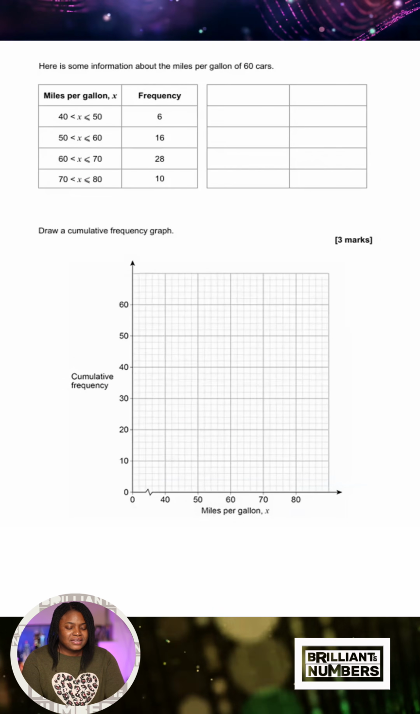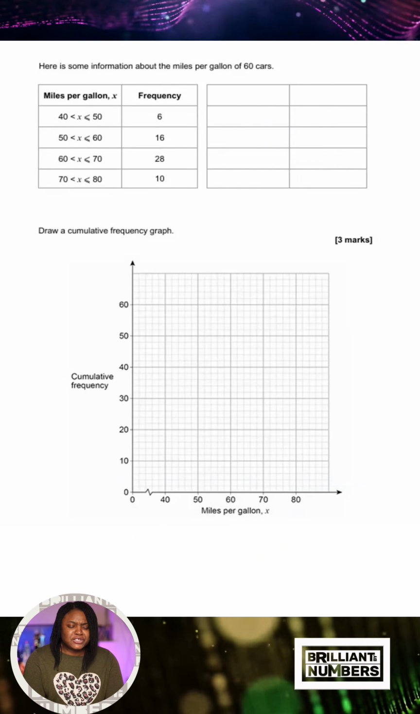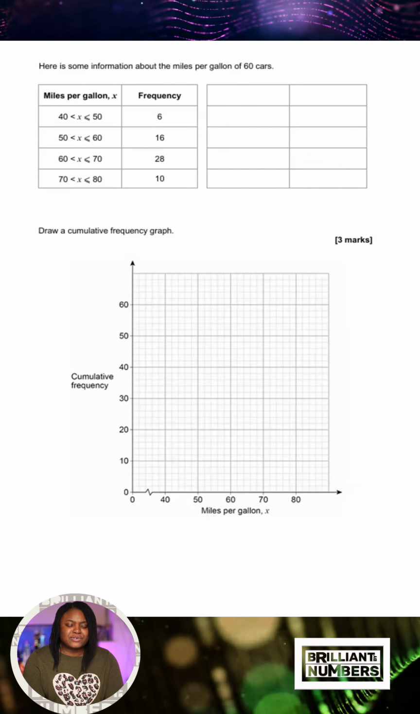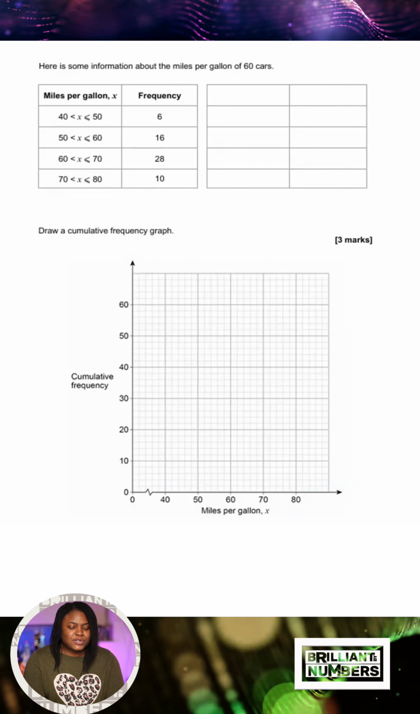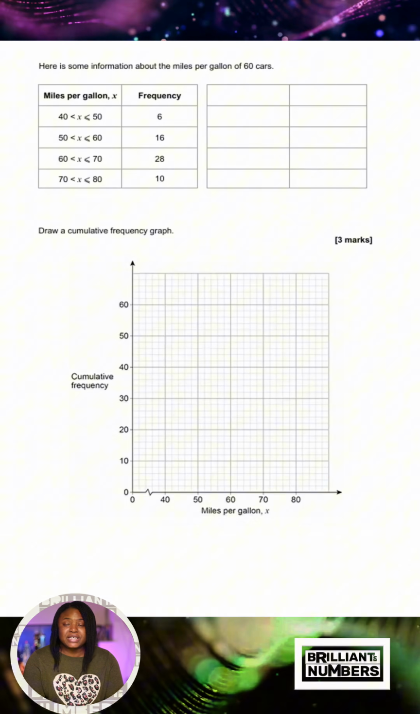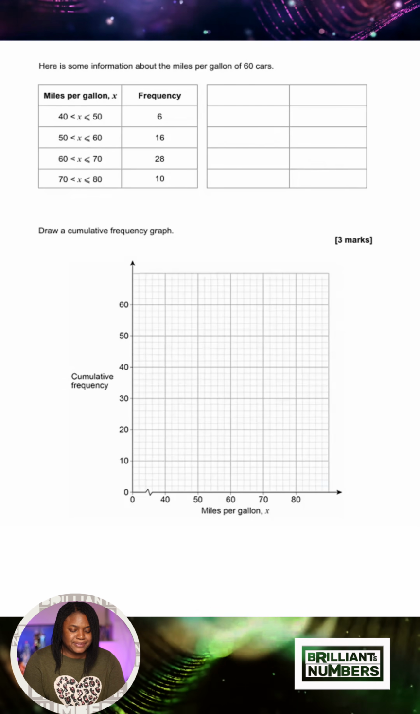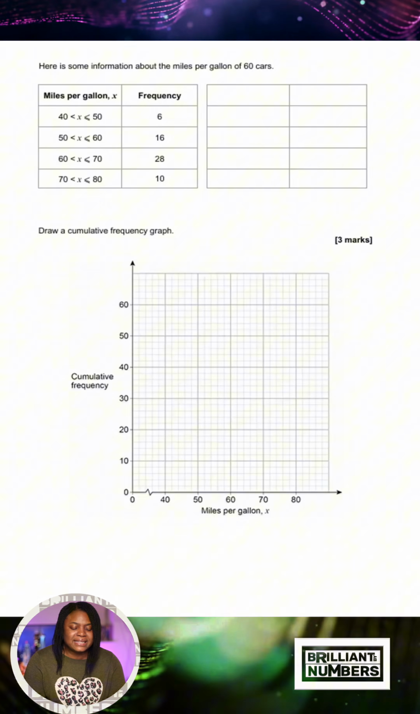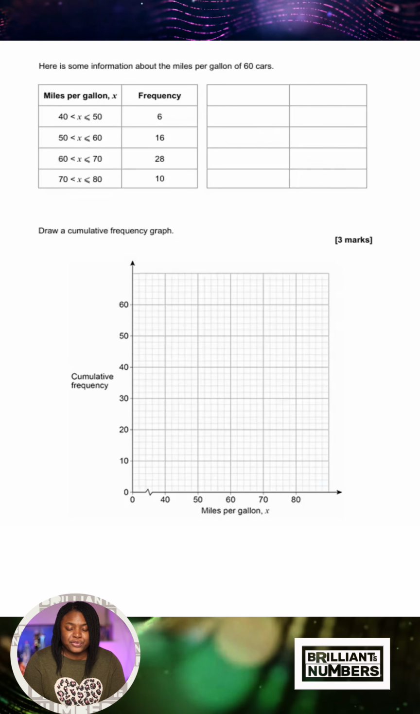Have a look at this GCSE question on cumulative frequency graphs. Here is some information about the miles per gallon of 60 cars. So if we look at that, we can see the intervals that we're given and also the frequency. We're asked to draw a cumulative frequency graph for 3 marks.